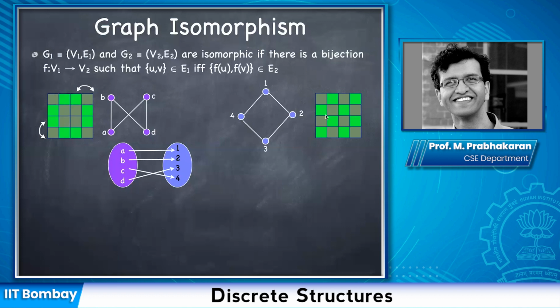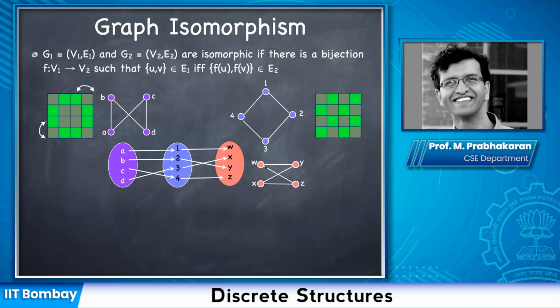Here, the labels are 1, 2, 3, 4 and 1, 2, 3, 4. And these 2 are actually isomorphic graphs. If you just look at the matrices, they might look very different from each other. But as this isomorphism shows, they're actually the same graph, even though their matrices look different, even though the edge sets look different. And you could have multiple isomorphisms.